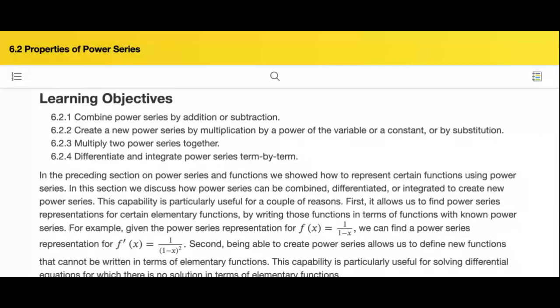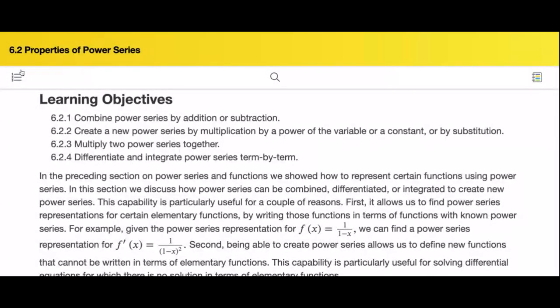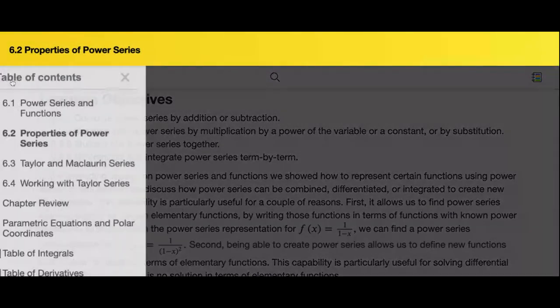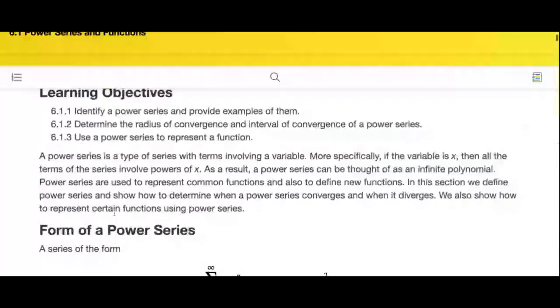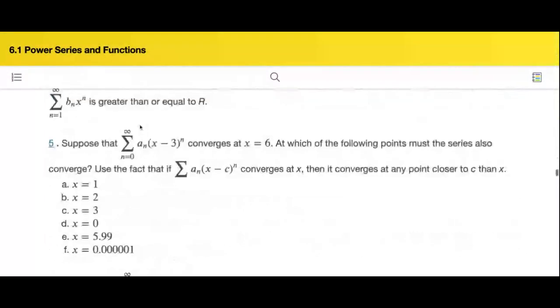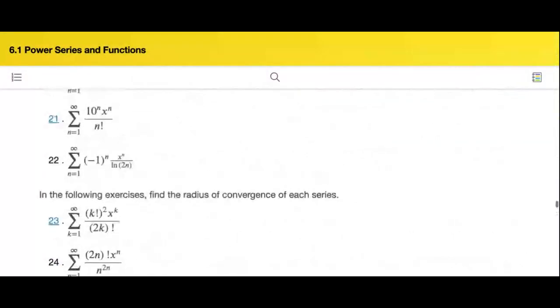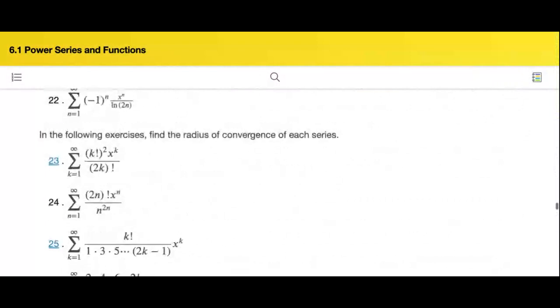So we started to talk about, can we review question 23 from 6.1? Of course. So let's go. 6.1, 23. The sum of k factorial x raised to k over 2k factorial. Can you see it? Okay, you can see it.